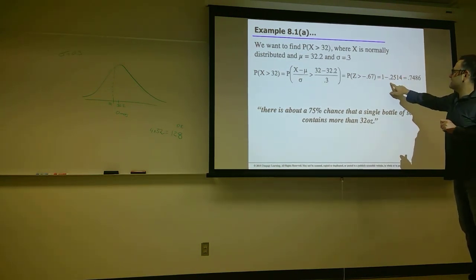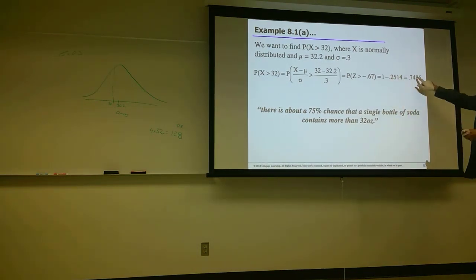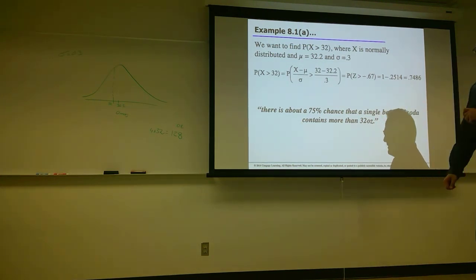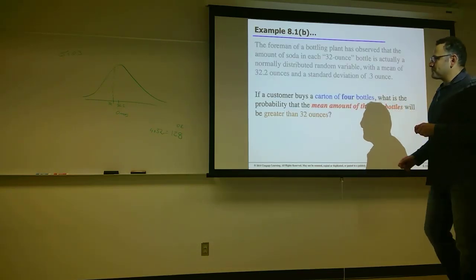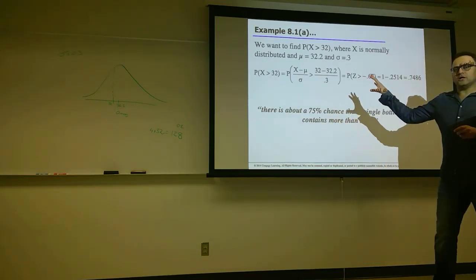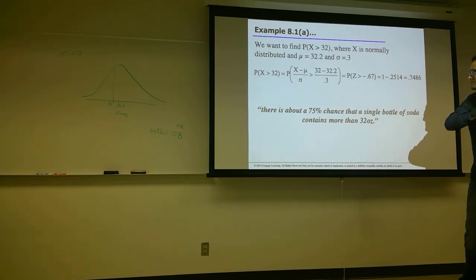So we must take the counter probability. 1 minus the 25%, so it's a 74.86% chance that we have at least 32 ounces if you take only one bottle. Now, that is something we could already solve with the knowledge that we had from the previous chapters.